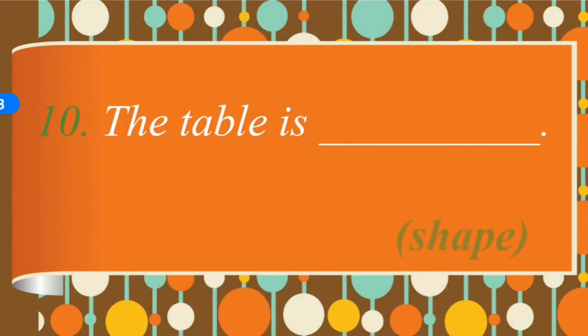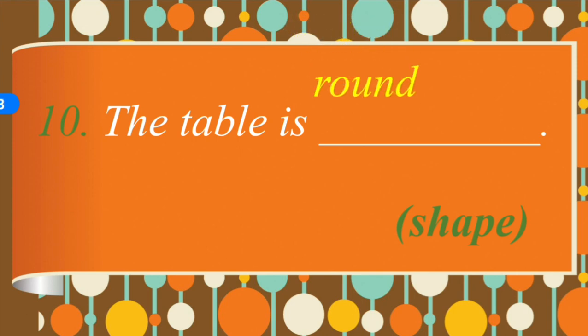The table is dash. You have to write according to the shape of the table. Now the table can be round, it may be square, it may be rectangular in shape. So answer can be anything. What I have written is the table is round.